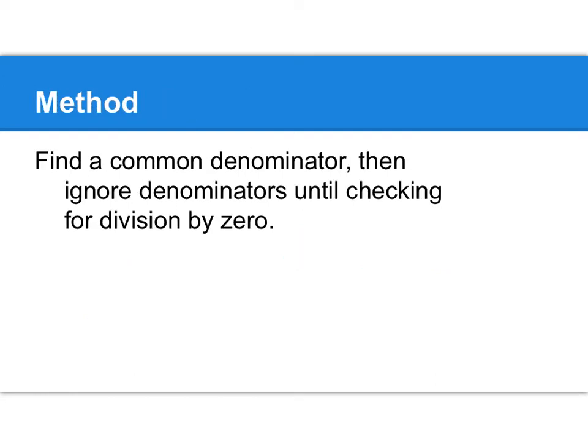Our method for solving a rational equation is going to sound an awful lot like how we were simplifying rational expressions when we were adding them together. We need to find a common denominator. The cool part is once we have that denominator, we can then ignore it all the way until the very end of the problem, and the only reason we would want to check them is to see if any of our solutions would create division by 0.